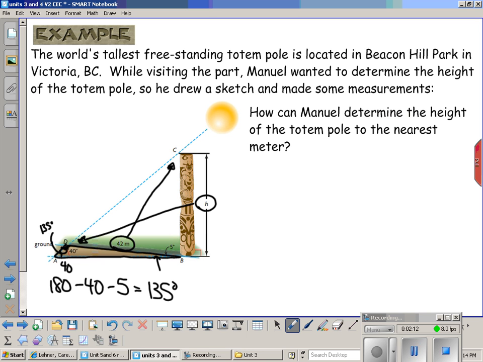How does that help us? Well, to find this angle right here, we have a straight line between those two angles, and straight lines always add up to 180. So 180 subtract 135 is 45 degrees. So this angle in here is 45 degrees, and that is opposite of side H.